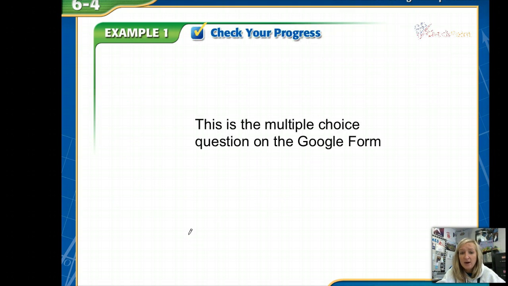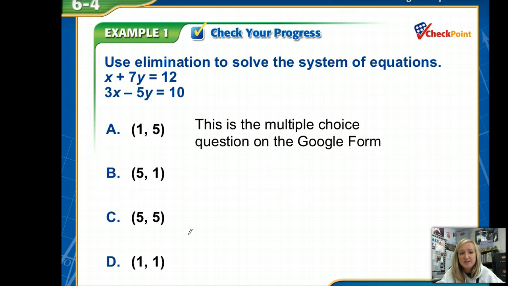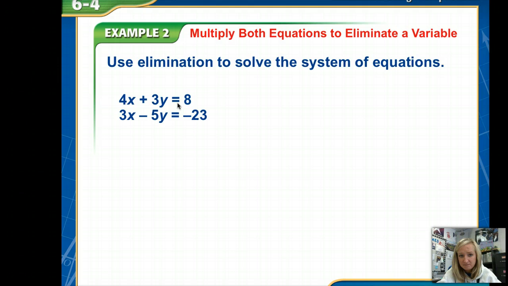All right, the next one, I believe, again, yes, it is your multiple choice question. So take a look at these and figure out, well, which one, what do I need to multiply my whole equation by to use elimination? Again, it's your whole equation. So you don't just multiply one variable by a number, it's your whole equation. All right, let's move on.